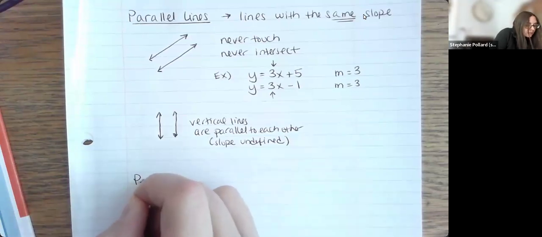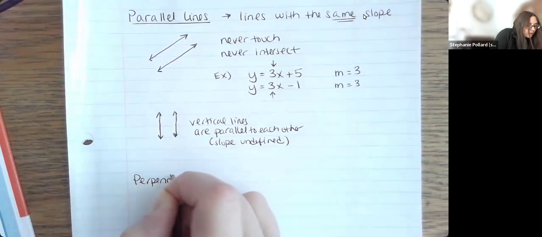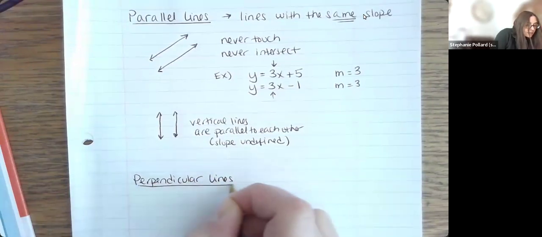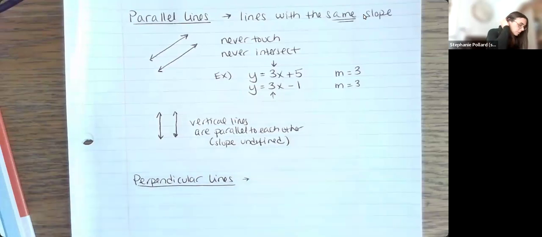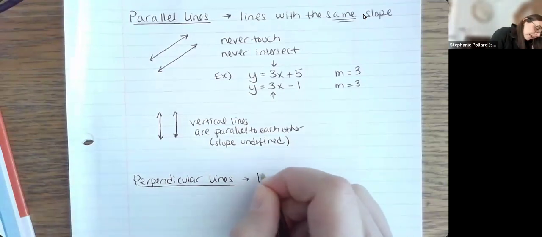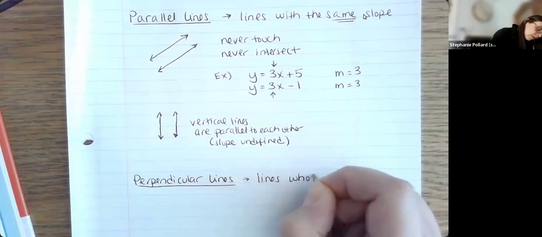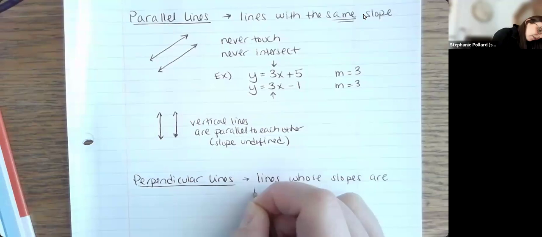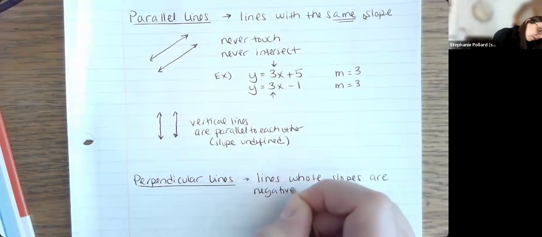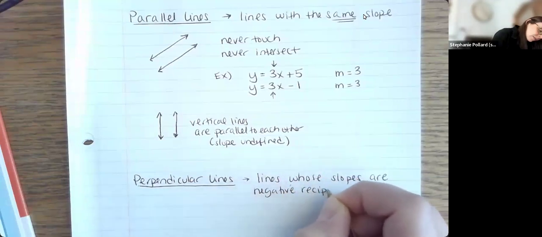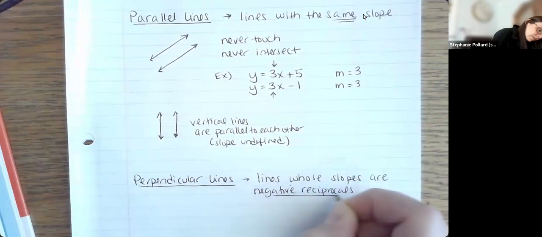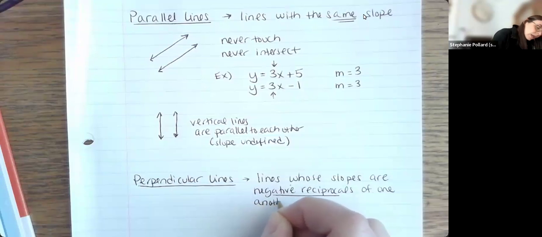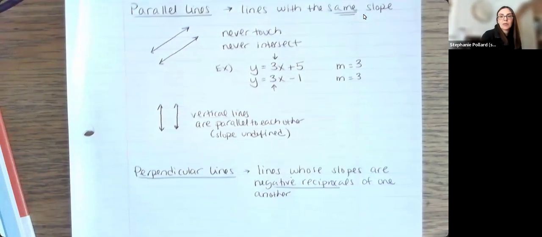Perpendicular lines are the opposite of this. So they are lines whose slopes are what we call negative reciprocals of one another. Now, this is easiest, I think, to see with an example for a second.